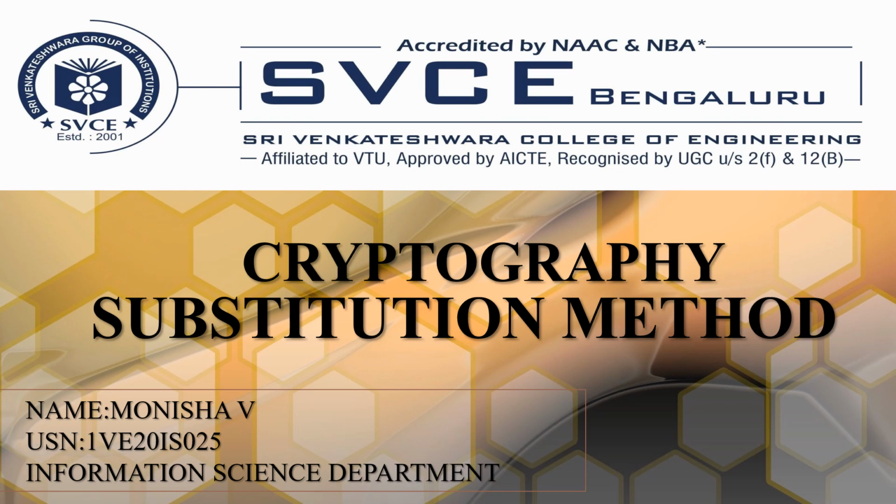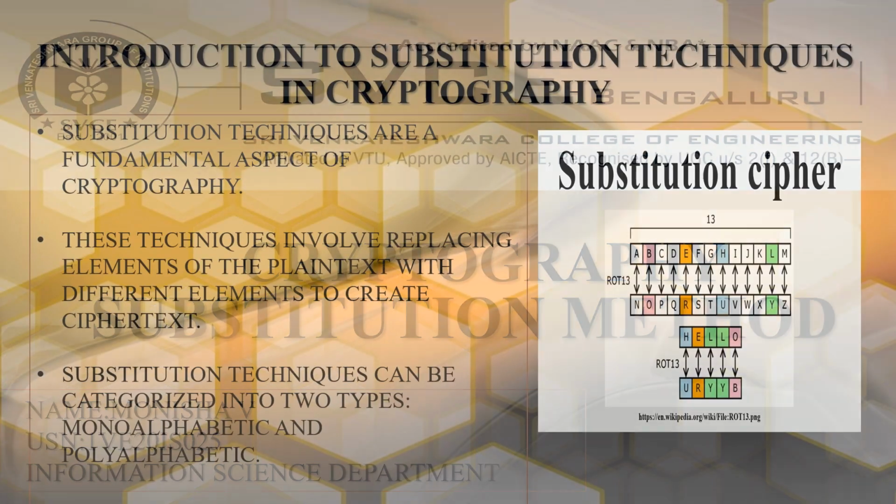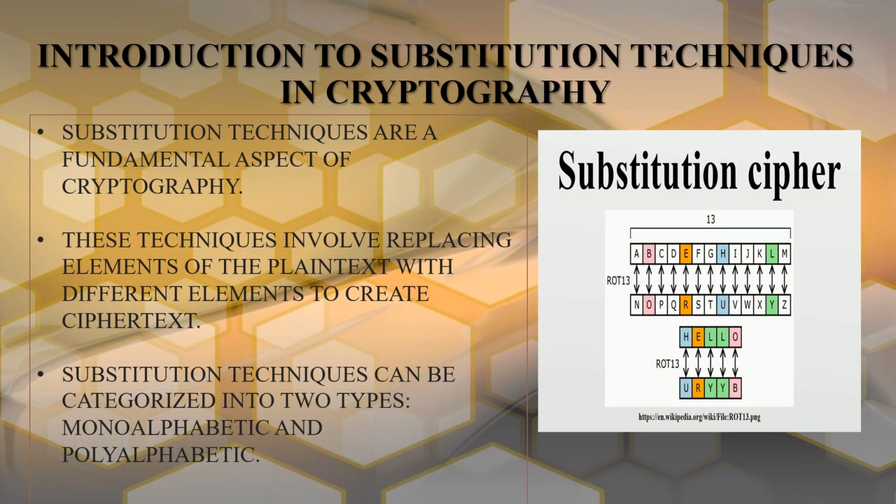My topic for today is cryptography. In that we have the substitution method. Introduction to substitution techniques in cryptography. Substitution techniques are a fundamental aspect of cryptography. These techniques involve replacing elements of the plain text with different elements to create ciphered text. Substitution techniques can be categorized into two types, monoalphabetic and polyalphabetic. As you can see on the right side, there is a substitution cipher.